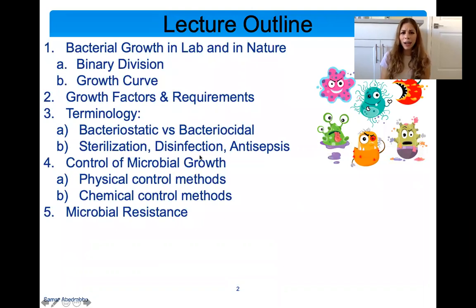So in the outline of this lecture, we will cover what is needed for organisms to grow, because if we know what is needed for organisms to grow, we know how to control their growth. We're going to talk about terms such as bacteriostatic and bactericidal. I'm going to cover what these terms mean: sterilization, disinfection. What is the exact scientific definition of these terms, and then different physical ways we can control microbial growth, such as UV radiation, and then different chemicals that we use all the time in lab, and then just in our everyday life to control microbes.